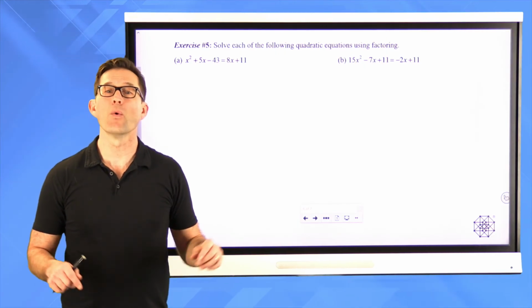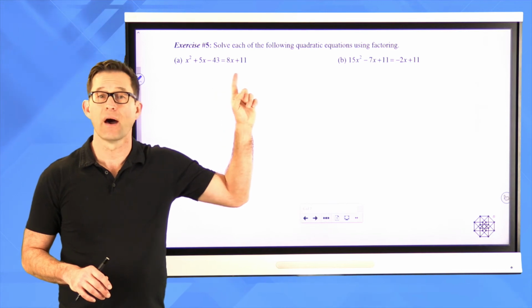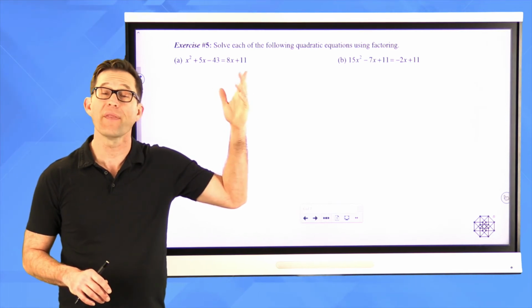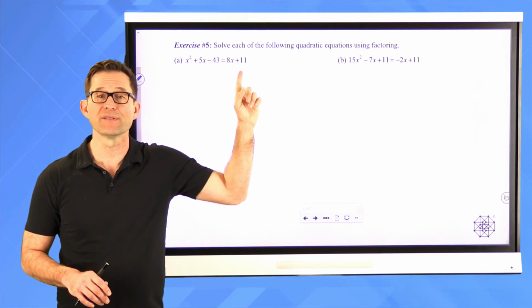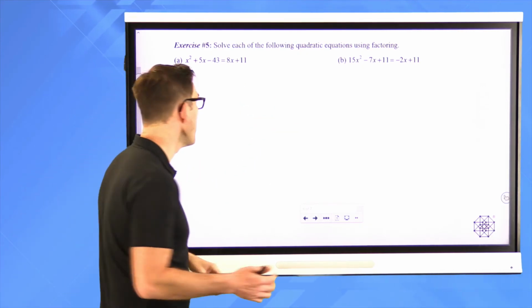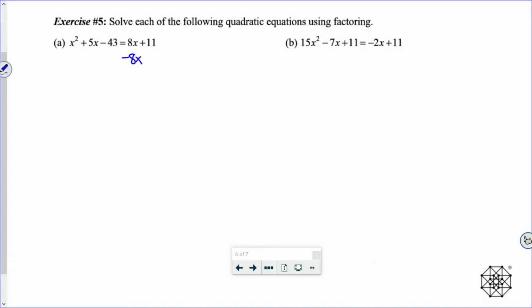All right, so what I want to do in this situation is I want to get the right-hand side in this particular case equal to 0, and that's relatively easy to do. There's a positive 8x and a positive 11 on this side, and I just need to subtract them away, right? I need to subtract them from both sides of the equation. So I'll subtract an 8x and subtract an 11, minus 8x minus 11.